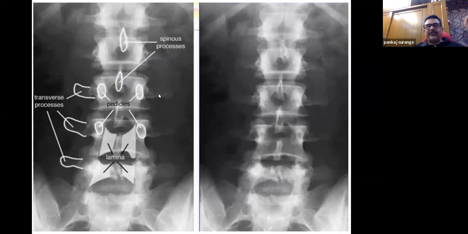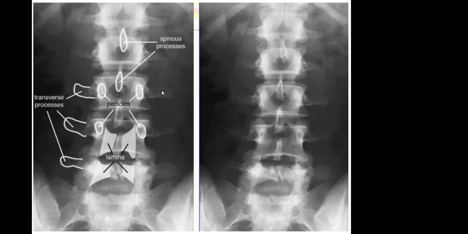Okay, so this is a typical X-ray of the LS spine, where we know all the structures. What structures are there? Spinous process.